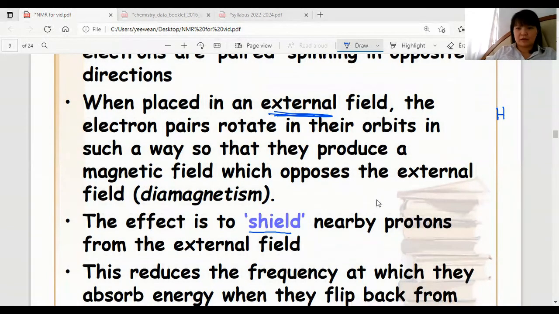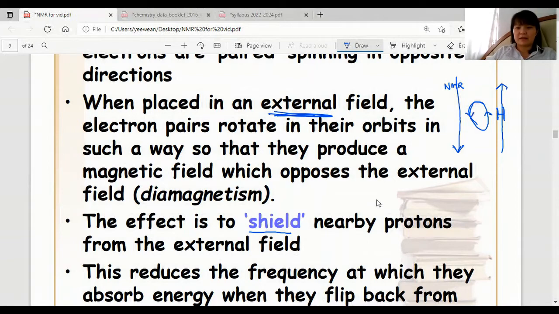I'm going to use arrows to represent this, just for imagination, if it's going against each other. So if this is the direction of the proton spin, and this is the direction of the external field from the NMR instrument, it's going against each other. The electrons will spin in such a way that it will protect or shield the proton. So I'll draw it this way.